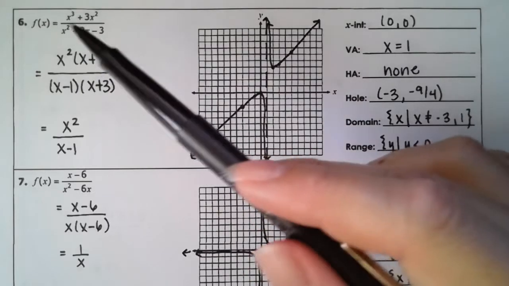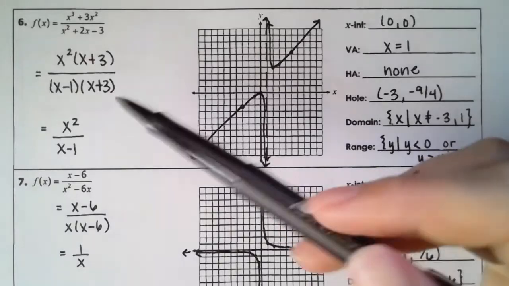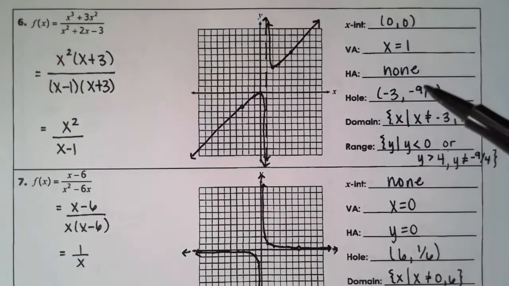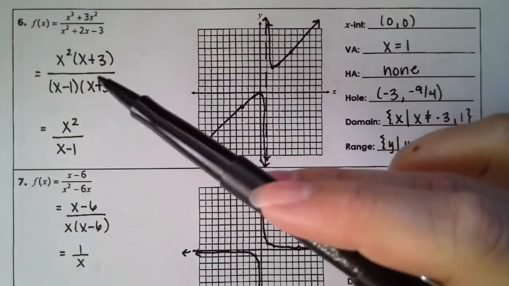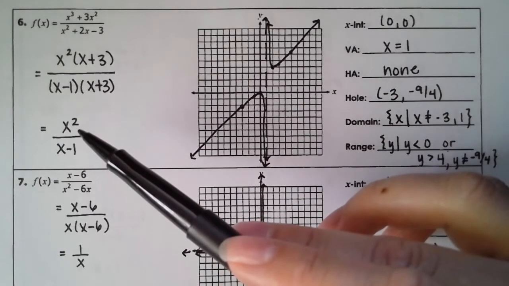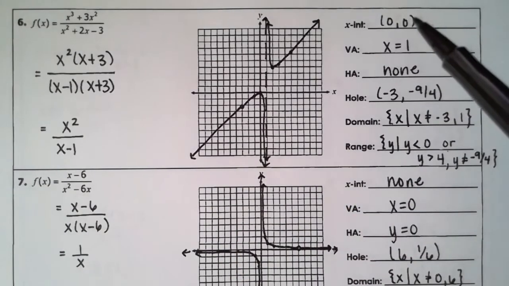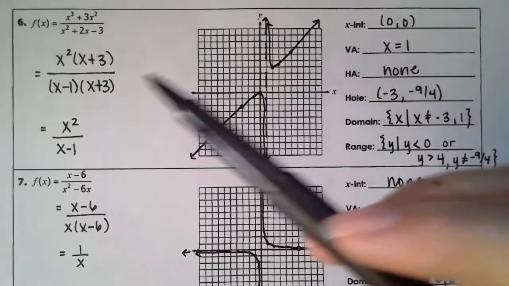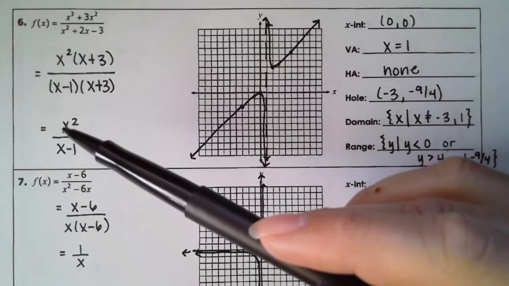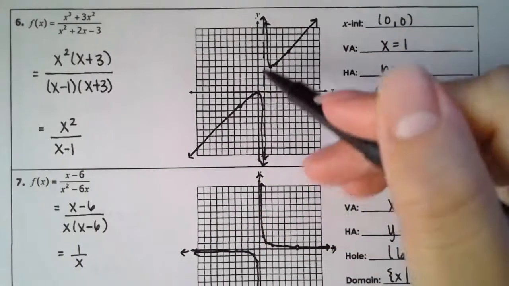So all this is really just this function here. Now that means I do have a hole, because I canceled out. For my x-intercept, let's set the numerator equal to 0. x squared is equal to 0, so I just get 0. So I have an x-intercept at (0, 0), and when I plug in 0, I get 0 over -1, which is just 0. So I have a point here.